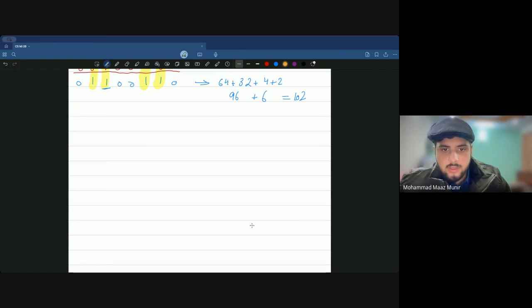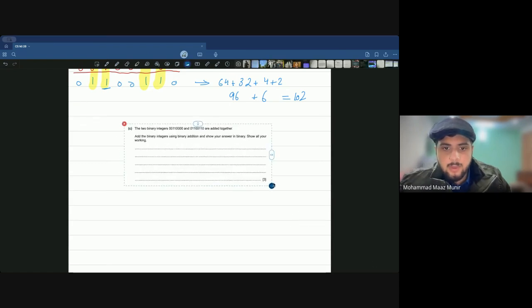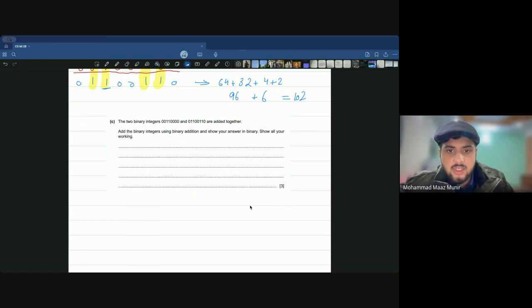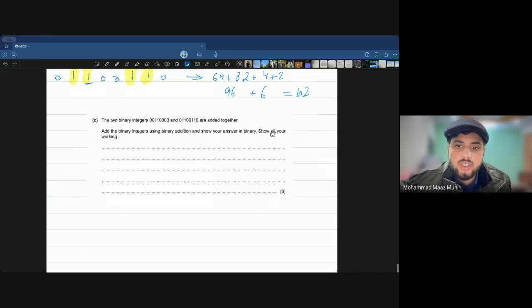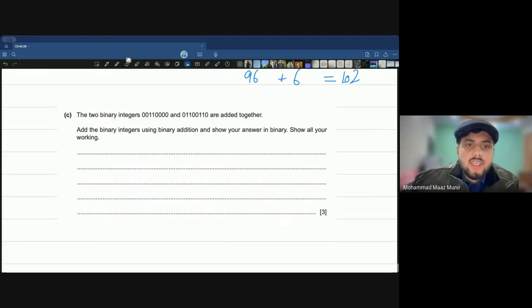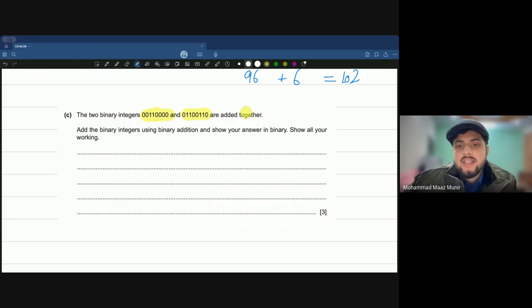We're going to be doing this. See? So this is from your past papers, directly from your actual CIE examination for the summer 2024 papers. Perfect, Zulkarnain. So we're going to be looking into this one question from your exam. It says that you have two binary integers, which are being added together. So you need to add them using binary addition. Now you see this is pretty important.